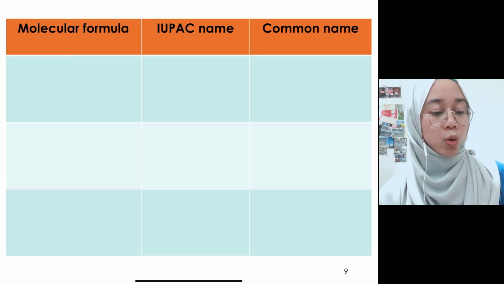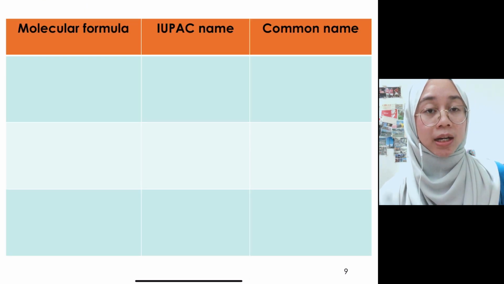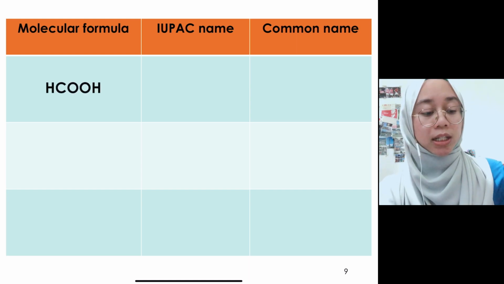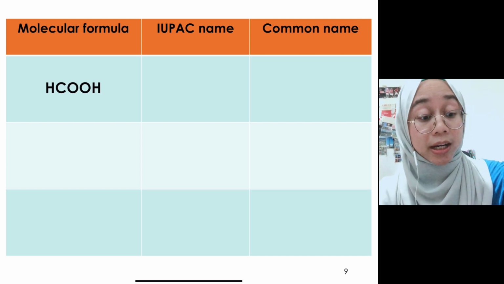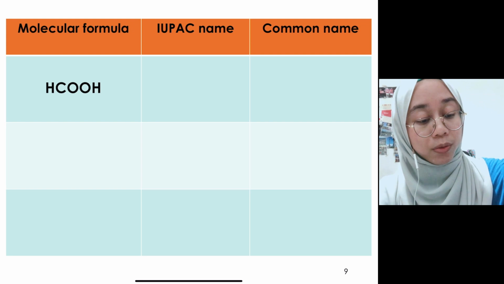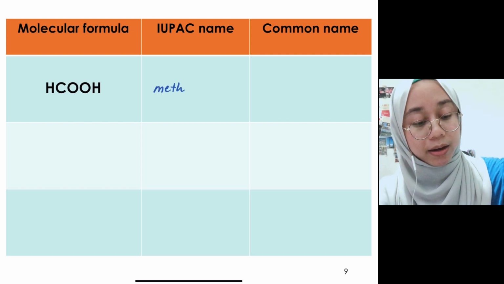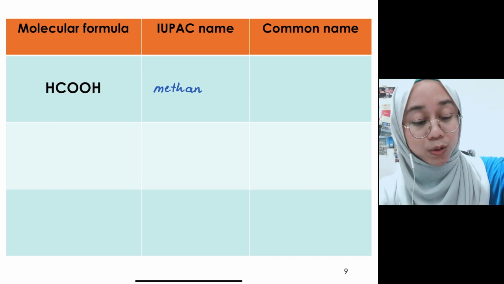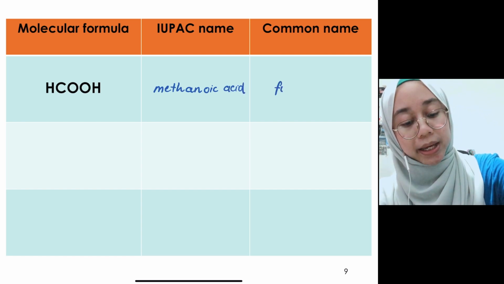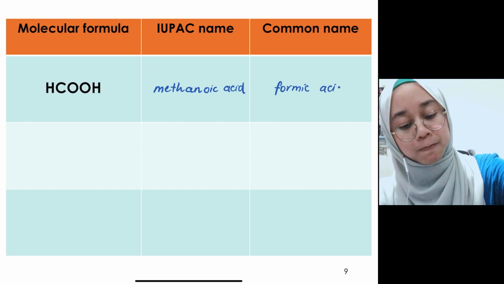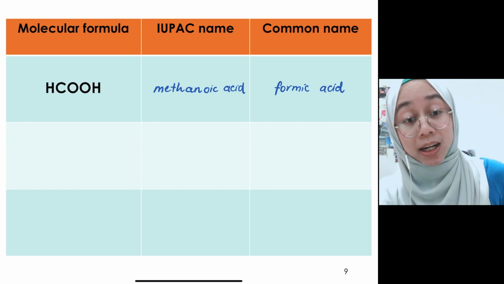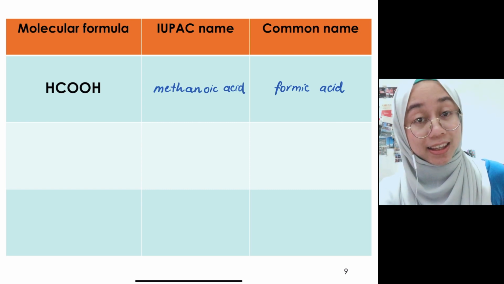Okay, so kita tengok sekejap, ada beberapa common name yang kamu kena tahu. Okay, so for example this one HCOOH, as you can see there is only one carbon, therefore kalau ikut IUPAC name it will become, so kita ambil meth kan. Okay, so methane, and then kita just tukar E, kita terus tukar jadi oic acid je lah. Okay, and the common name for this is formic acid. Remember aldehyde. Aldehyde kalau yang satu carbon, methanal tu kita panggil sebagai formaldehyde. Yang ni pula kita panggil formic acid. Okay, sebab ada satu carbon.